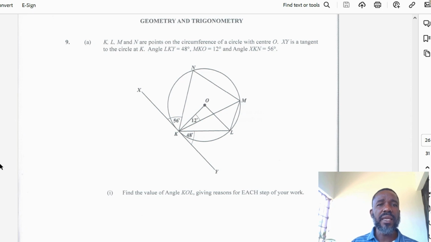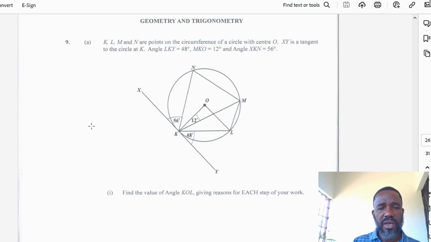It says K, L and M are points on the circumference of a circle with center O. XY is a tangent to the circle at K, and angle LKY is equal to 48, MKO is equal to 12 degrees, and angle XKN is equal to 56 degrees. We are to find the value of the angle KOL, giving reasons for your answer.